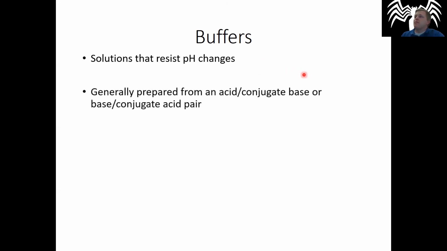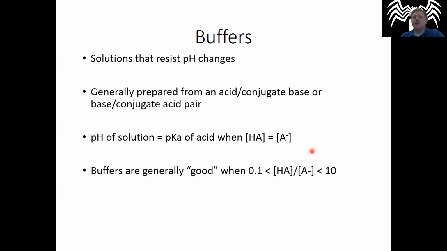Okay, the next thing to remember about buffers is they're generally prepared from an acid and conjugate base or base and conjugate acid pair, such as acetic acid and sodium acetate. And the pH of a solution equals the pKa of the acid when the acid concentration is equal to the concentration of the conjugate base. This is actually the definition of pKa. pKa is the pH that you get when you have equal concentrations of the acid and base.